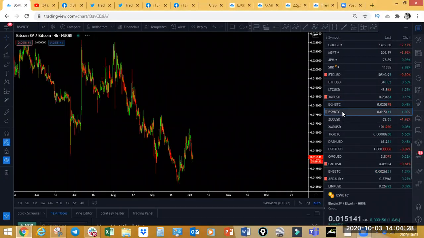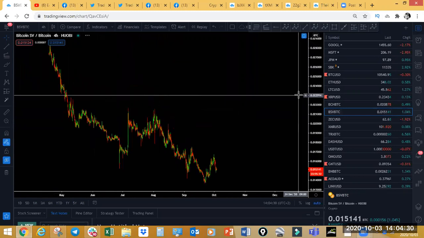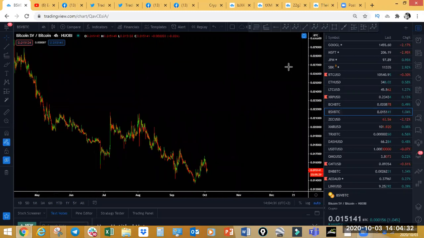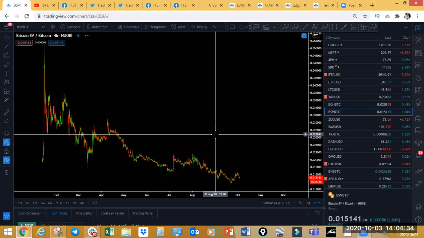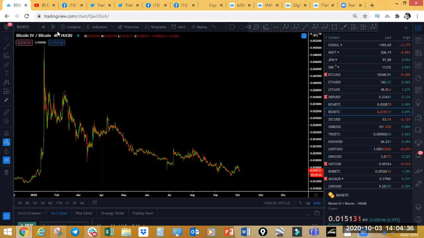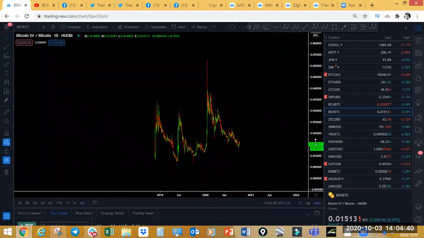Bitcoin Satoshi Vision, continuation to the downside. We see this flat correction here. Let me go back here so you can see the bigger structure. Let's go back to the daily here as well, so you can see the structure on the daily.